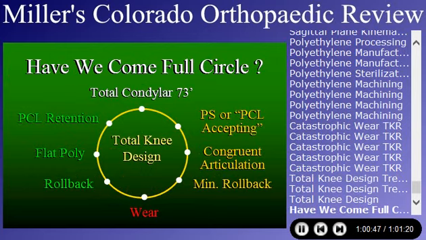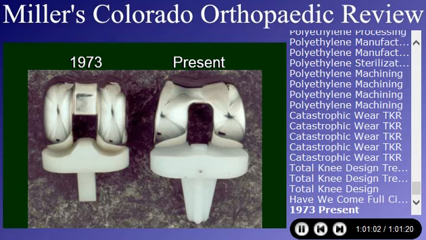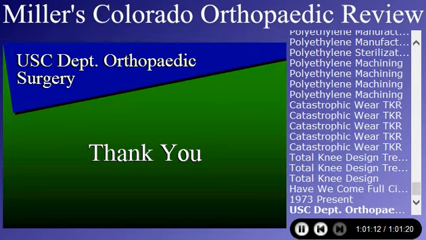So you minimize the rollback. You change the design back towards a congruent articulation. You go back to a PS or PCL accepting knee where you take out the PCL altogether. And so you started in 1973, and now you got an implant right now in the year 2000. See the difference? Not much. So we've come full circle in about 30 years. So that's where we are in total joints, okay? So I thank you very much for your time.